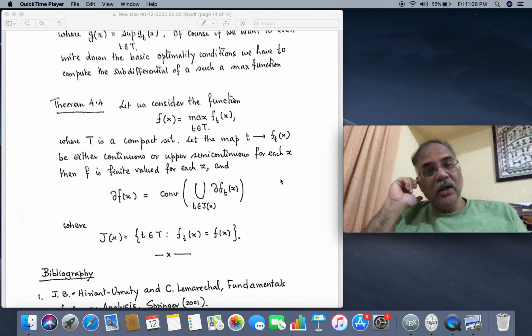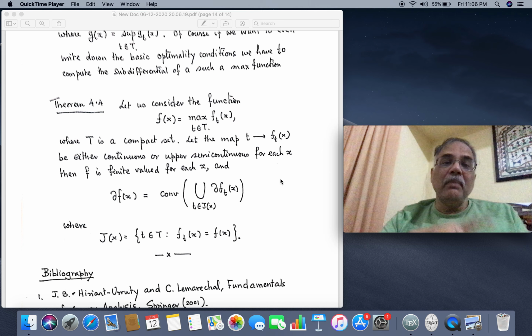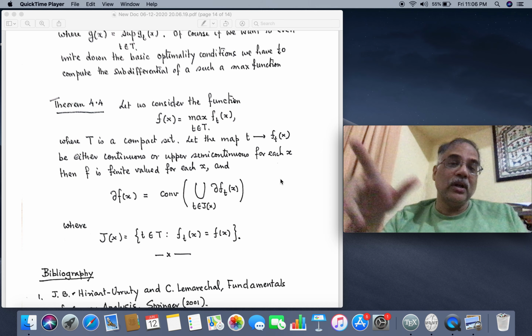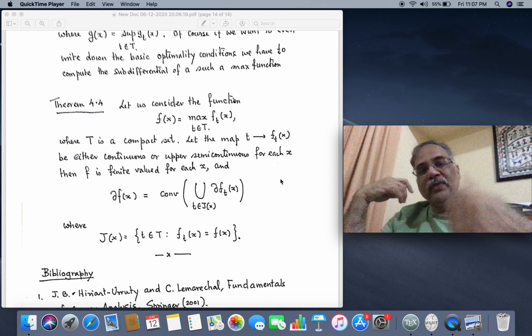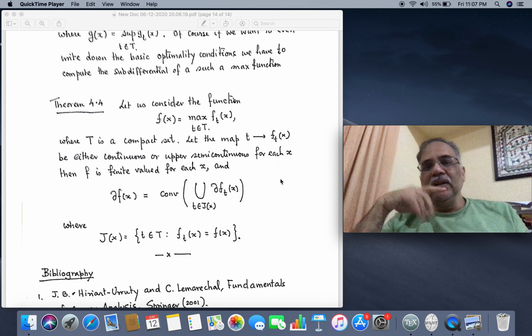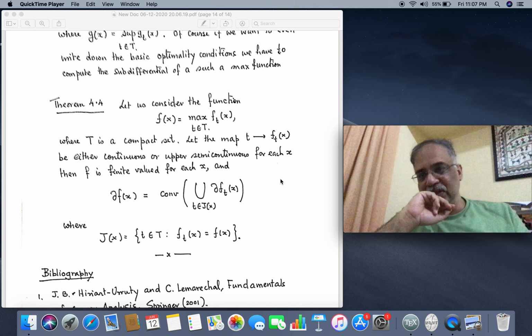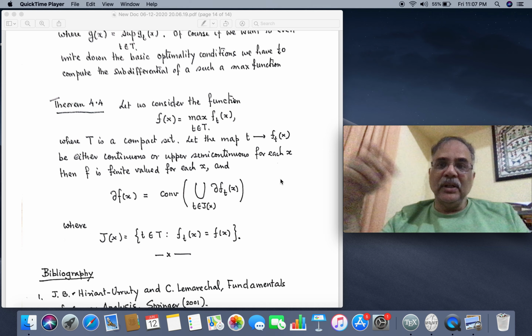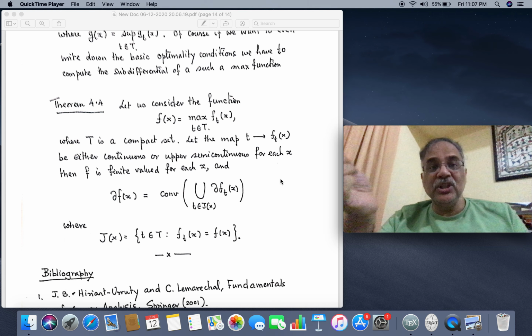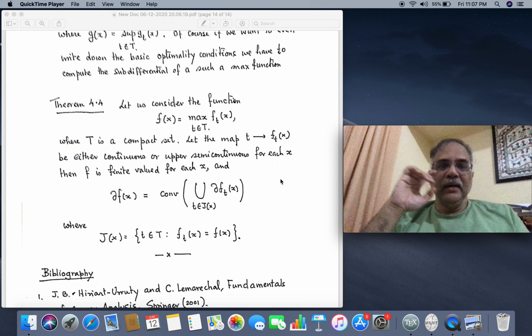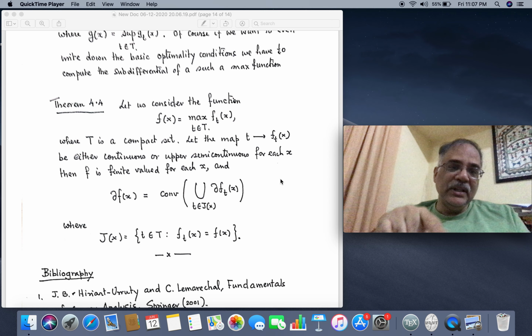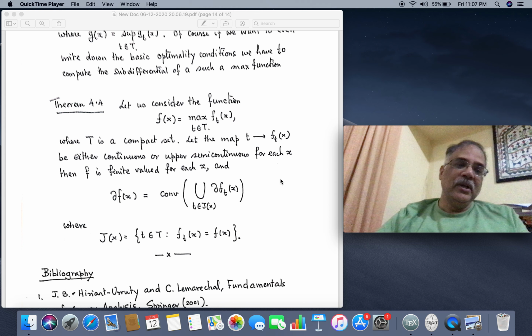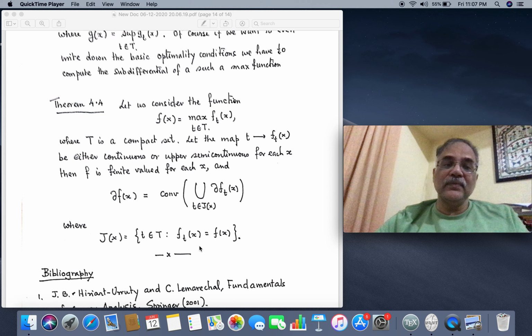Also does this. So if T is a compact set and the map t to f_t(x) is either continuous or upper semi-continuous, because if as a function of t, for every x, f_t(x) is upper semi-continuous, then for a given x, if you maximize over t, it will be finite. And then the maximum would be achieved. So there will be a t for which f(x) is f_t(x). So then f is finite valued for each x, and the subdifferential of f(x) is written like this, where J(x) is the set of all indexes for which f_t(x) equals f(x). Now this is not finite, this could be infinite.